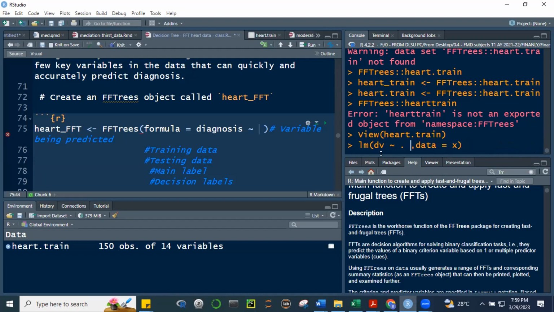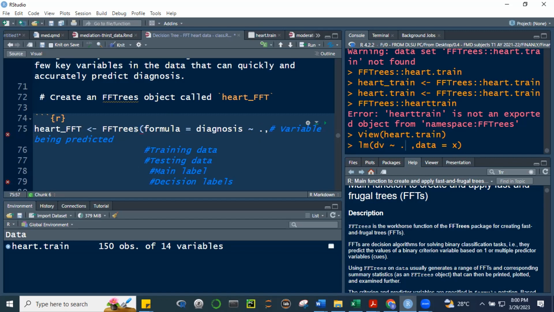So R will read it as our dependent variable, regressed on all the other variables. That's what that means. It's a shortcut. And data is equal to X. So, same here. We're going to regress diagnosis on all your variables. I'm going to put that here and then a comma. Then I'll remove this parenthesis because there's a continuation. Alright, so that's our first line.